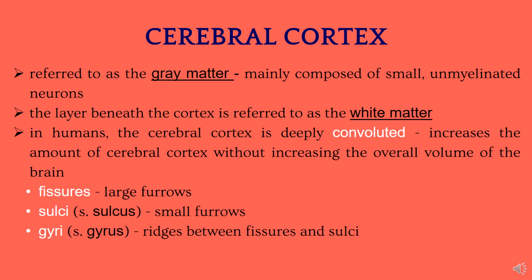In humans, the cerebral cortex is deeply convoluted or furrowed, which increases the amount of cerebral cortex without increasing the overall volume of the brain. Not all mammals have convoluted cortexes. Most mammals are lissencephalic, or smooth-brained. The large furrows in a convoluted cortex are called fissures, and the small ones are called sulci. The ridges between fissures and sulci are called the gyri.